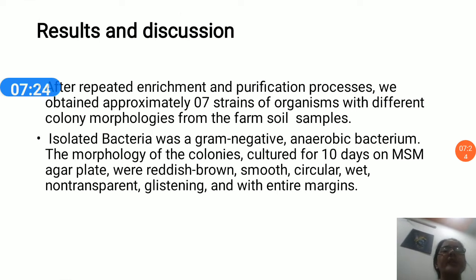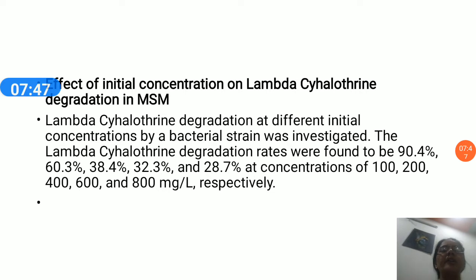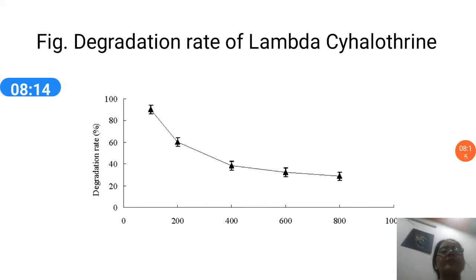Here after repeated enrichment and purification processes, we obtained approximately 7 strains of organisms with different colony morphologies from the farm soil samples. The isolated bacteria were gram negative, anaerobic bacteria, and the morphology of the colonies was also studied. The effect of initial concentration on lambda cyhalothrin degradation was studied, and it was shown that the degradation rate was very excellent, near about 90.4% at the concentration of 100 milligram per liter, and various degradation rates were also detected at different concentrations. So this was the degradation rate of lambda cyhalothrin.